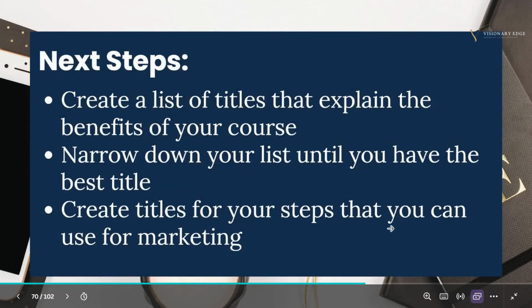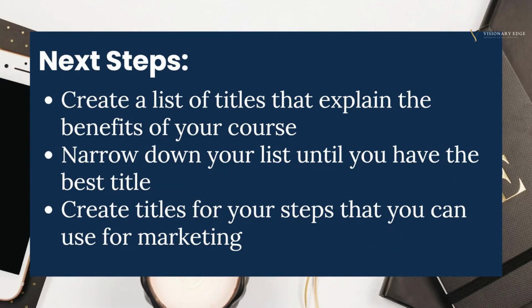So your next steps here as we are finishing up module 4, you want to go ahead and create a list of titles that explains the benefits of your course. Again, just have fun with it, play with it. The clearer you are, the better. We can all want to have these big fluffy titles, but again, if you confuse, you lose. So you want to make sure that your title clearly conveys the result, the ultimate transformation and promise of your online course or coaching program, of your signature system.